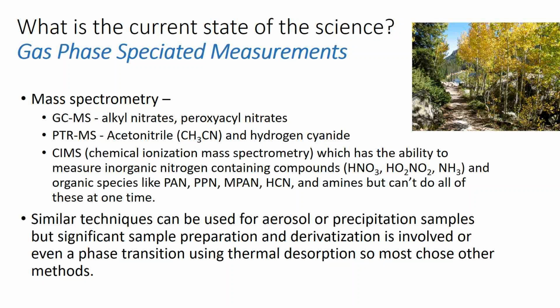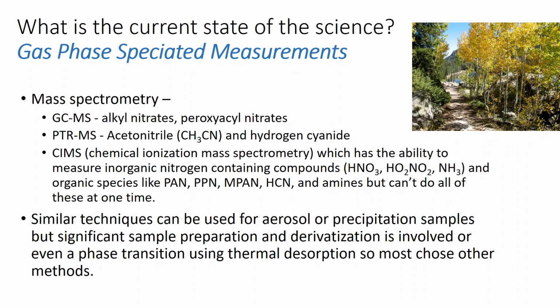And so now I'm going to move into more of what the current state of the science is and how we make some of these measurements. For gas phase measurements that are speciated, mass spectrometry is the main technique, using a few different types of separations. With GCMS, gas chromatography with mass spec, we can measure alkyl nitrates and peroxyacyl nitrates. With proton transfer reaction mass spectrometry, we can get acetonitrile and hydrogen cyanide. So from these first two, you can see we can't get everything at one time.